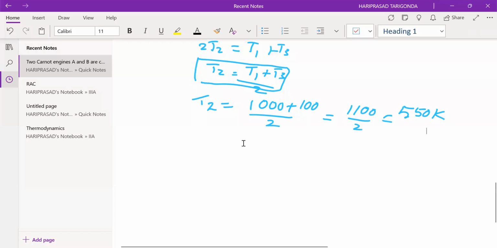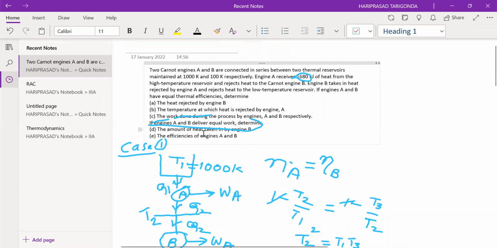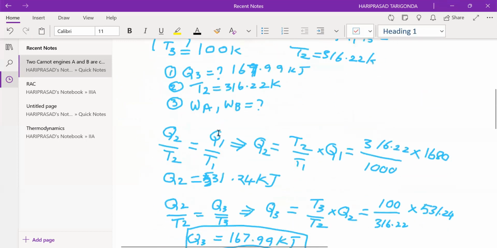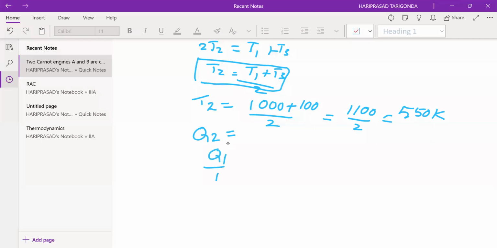So what did he ask to find? He asked to find the amount of heat taken by engine B. The amount of heat taken by engine B will be Q2, because this Q2 will be rejected by engine A, and that will be taken by engine B. So now we need to find Q2. For that we use the absolute thermodynamic scale, Q1 by T1 is equal to Q2 by T2.